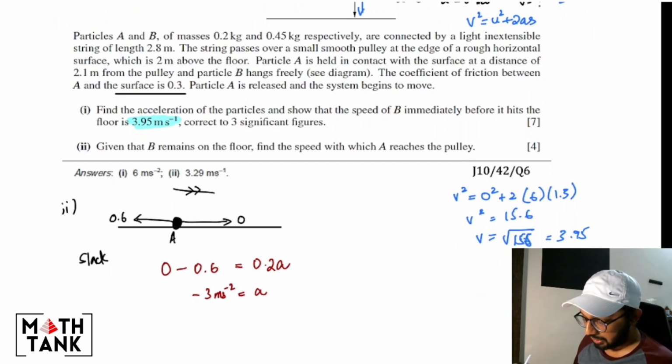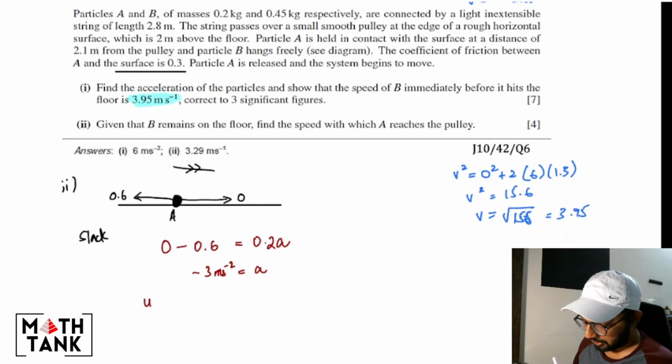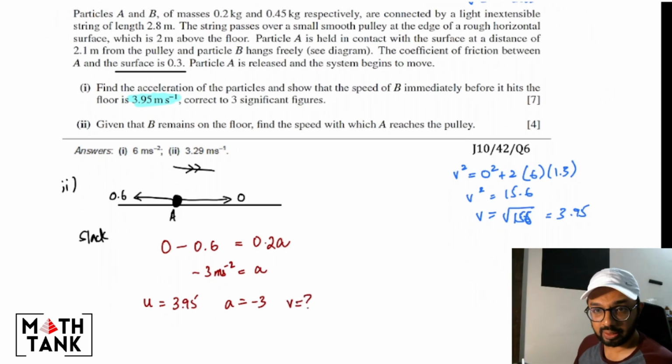Find the speed with which A reaches the pulley. So I'm going to say that u is 3.95. If B hit the ground with a speed of 3.95, at that moment it's necessary for A to also have the same speed, because that is what happens in a system. Now it's decelerating with minus 3. I want to know the speed with which it hits the pulley. So v is unknown, so I must know either s or t.